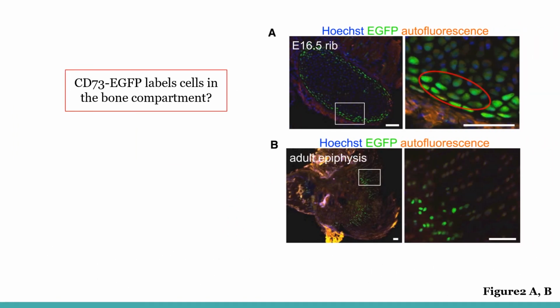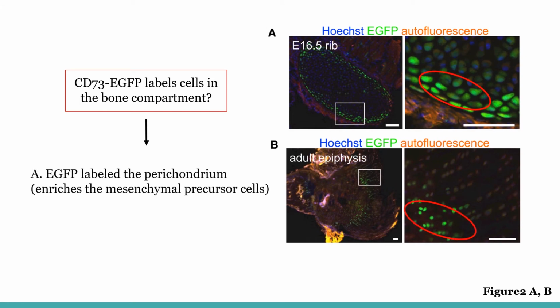So after knowing that the MSC in various organs can be detected by this transgenic mouse, we want to know next whether this EGFP can label the MSC in the bone compartment or not. So they analyzed the EGFP expression in the developing bone of embryos and in the growth part of elder long bones.